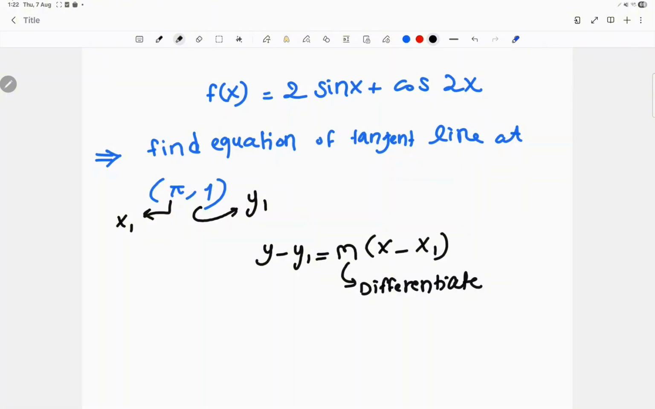Differentiate your function. Find for me the f prime. So you're going to do 2 times, instead of sine, put cosine. Plus, cosine means negative sine of 2x. You differentiate the 2x, it becomes 2.